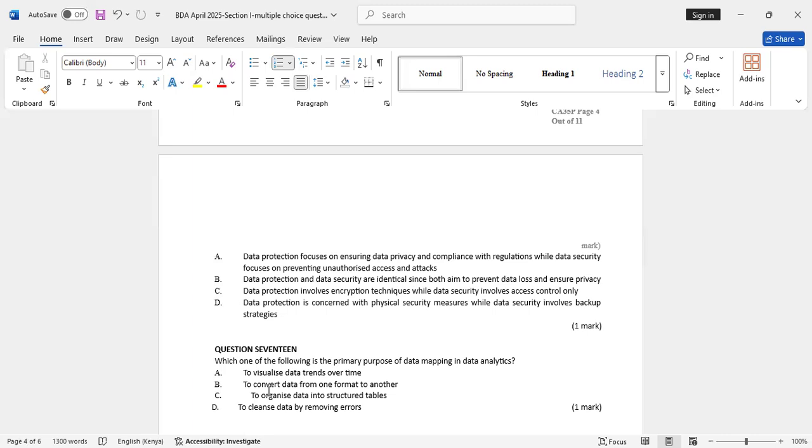D, data protection is concerned with physical security measures, while data security involves backup strategies. Not true. So the correct answer here will automatically be A. A is what defines data protection and data security. Data protection focuses on ensuring data privacy and compliance with regulations, while data security focuses on preventing unauthorized access and attacks, like cyber attacks.